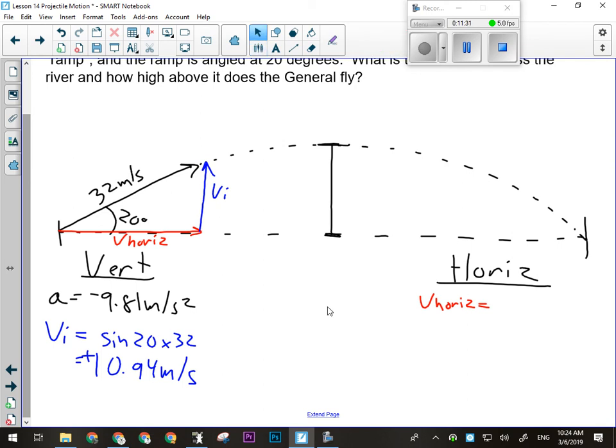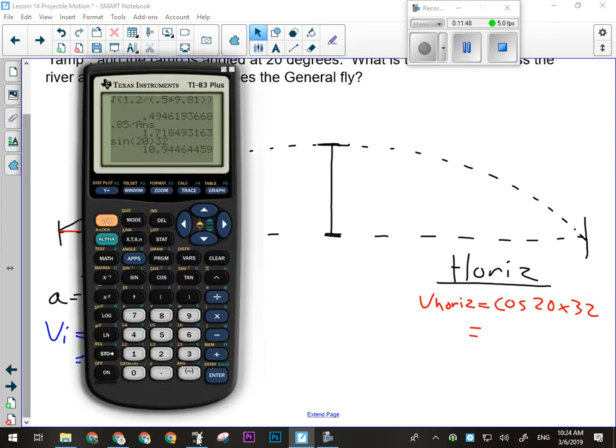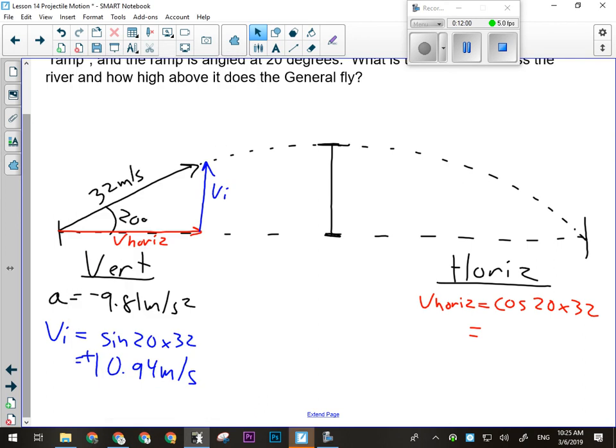I want to do the same thing now with my horizontal information. I want to find the horizontal component. That's going to be the constant horizontal velocity throughout the entire flight. Okay, that's going to be cos of 20 times 32. All right, so horizontally, the General Lee is moving at 30.07 meters per second.